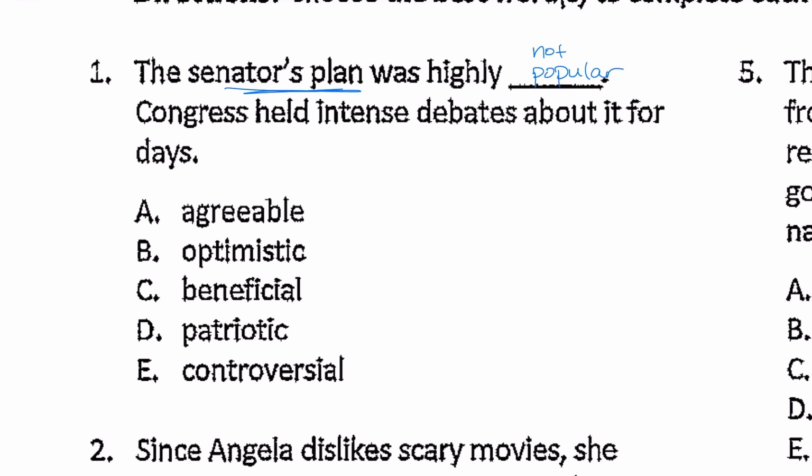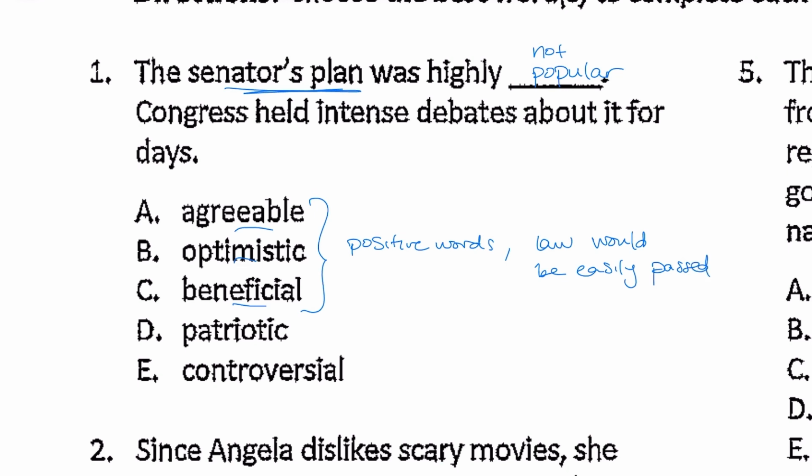So just by going through the list of words, we can see that choice A, agreeable, choice B, optimistic, and choice C, beneficial. These are all kind of synonyms in terms of them being just positive words. So if a proposal for a law was agreeable and optimistic and beneficial, then it would be really easy to pass. So these are all three positive words. That would mean the law would be easily passed. And this wasn't the case because they had intense debate about it for days. So we can eliminate A, B, and C.